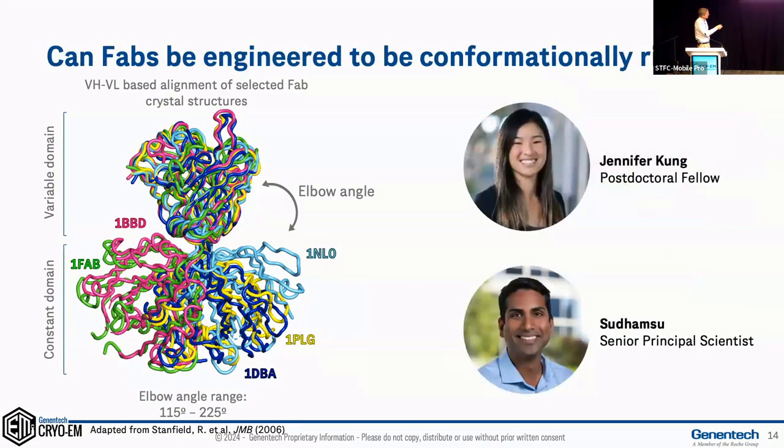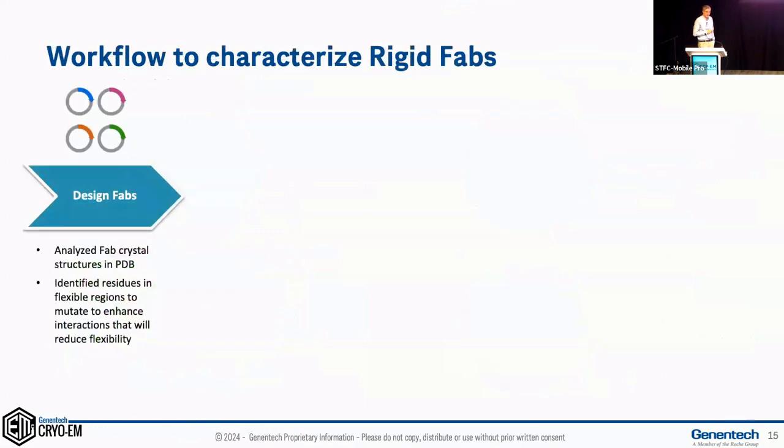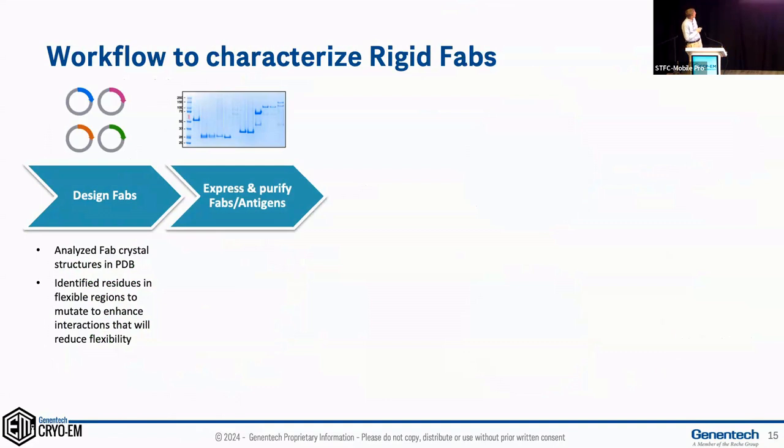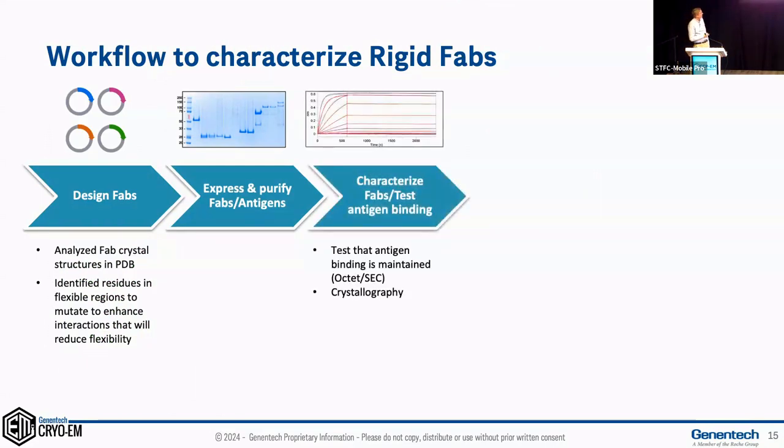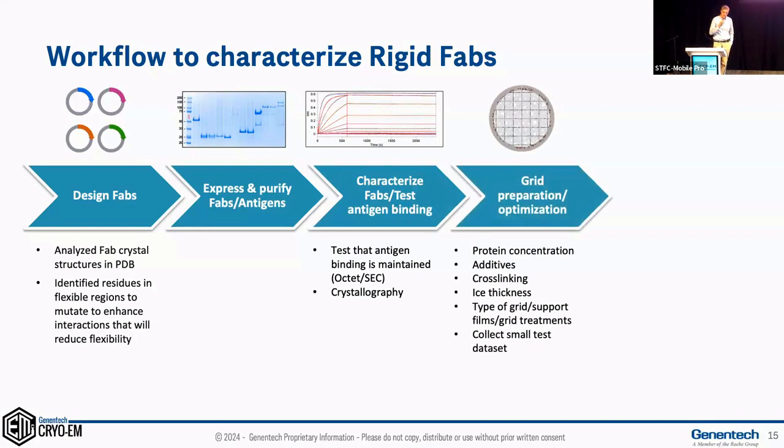And Jennifer, who was a postdoc in Sudhamsu's lab in the structural biology department a few years ago, starting with the observation that rabbit Fabs have much less variability in their elbow angles in the structures, decided to see if they could come up with designs to rigidify this, to lock this elbow in place so that the Fab would become a rigid 50 kilodalton scaffold for structure determination. Over a period of a few years and dozens and dozens of constructs and designs, Jennifer expressed a bunch of Fabs against targets that we already had in-house, and made sure that the selected mutations didn't interfere with the binding affinity.